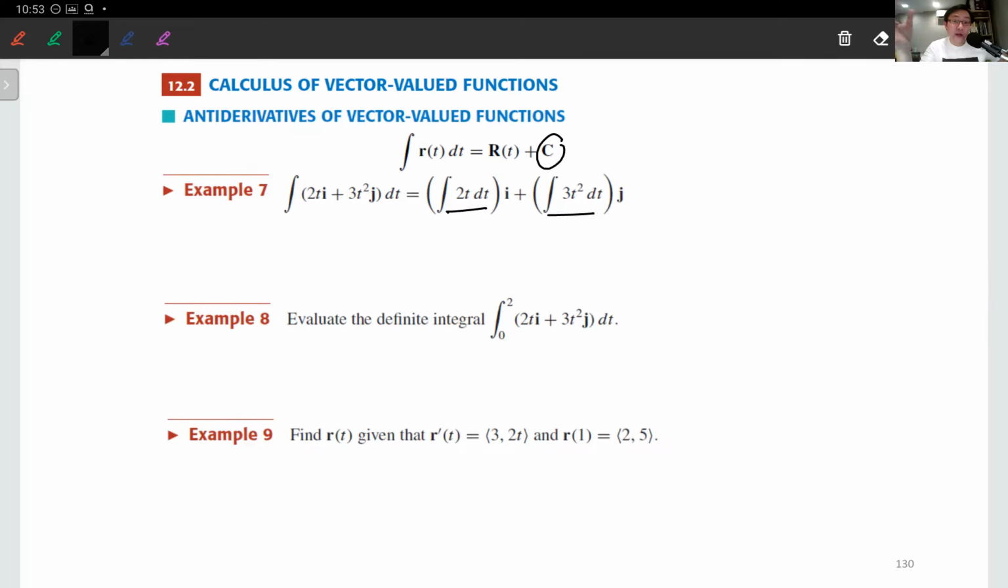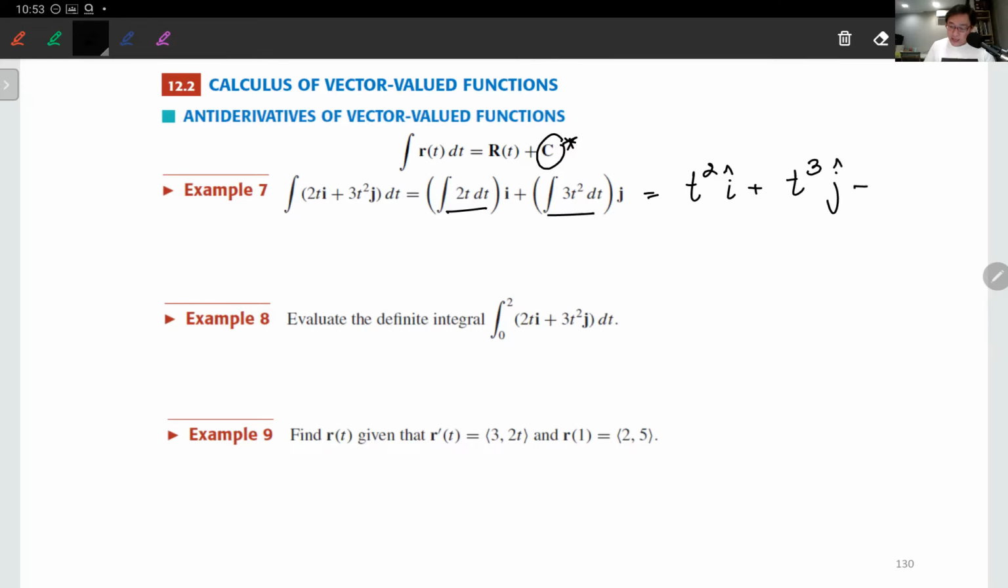So at the end, you're going to get arbitrary vectors. That is your C right here. So that's no big deal. So let's do that integral term by term. You're going to get t squared. Okay, let me use ij notation just to change the mood a bit. And then you do the integral of 3t squared. You're going to get t cubed j.